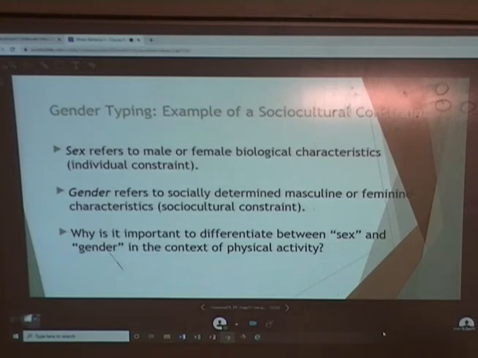Gender, though, is not an individual characteristic. It's not genetic, it's learned. It's a socio-cultural constraint, right? Do I consider myself masculine? Am I a man? Or do I consider myself feminine? Am I a woman? Right? And this is a learned role that we develop from birth, right? We're not born with this, it's something we're taught.